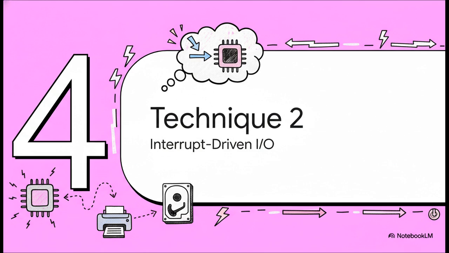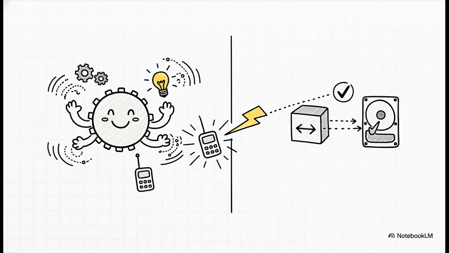And there was. The next step in the evolution was a much, much smarter approach. Interrupt-driven I/O. This one I call the pager method. Think about it. The CPU gives the I/O module its task, and instead of waiting, it says, all right, you got it, just page me when you're done. And then it goes off and does a bunch of other useful work.